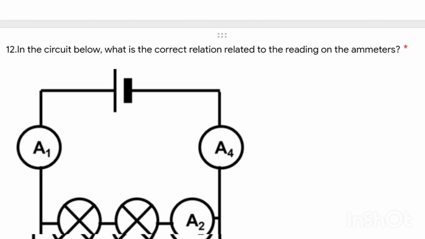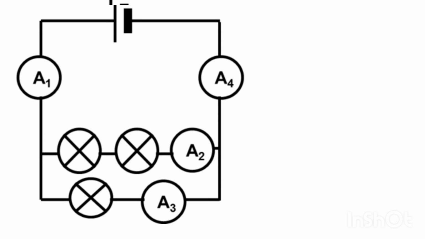In this question, in the circuit below, what is the correct relation related to the reading on the ammeters? If you look at the circuit carefully, there are 4 ammeters, A1, A4, A2 and A3. A1 and A4 are at the beginning and end of the circuit, so A1 and A4 will receive the total current of the circuit. A1 will be equal to A2 plus A3, whereas A4 will also be equal to A2 plus A3, and A1 will be equal to A4.